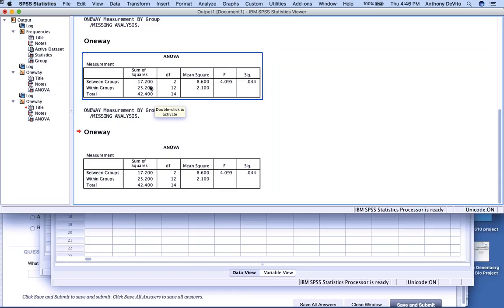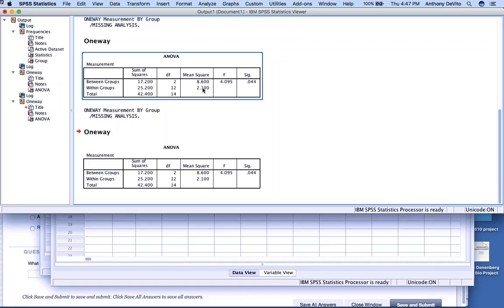Within the groups, there are 15 subjects total, 5 in each group. So it's 15 subjects minus the number of groups, which is 3. So the degrees of freedom is 12. The sum of squares within the groups is 25, divided by 12. The mean sum of squares is 2.1. And the statistic for analysis of variance is 8.6 divided by 2.1: the mean sum of squares between the groups over the mean sum of squares within the groups.